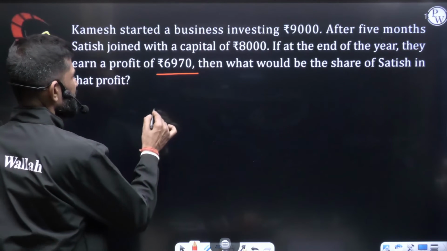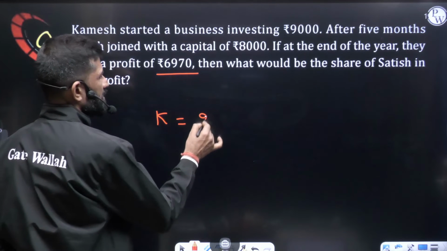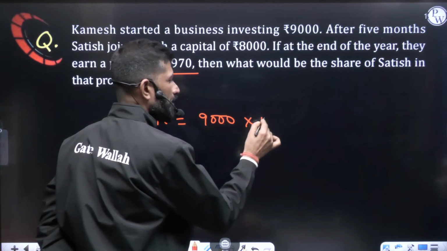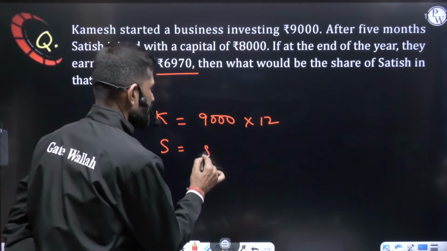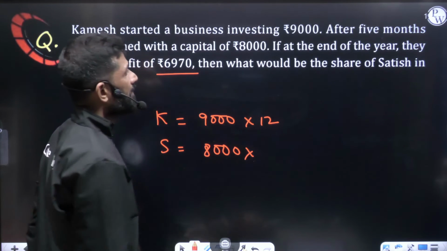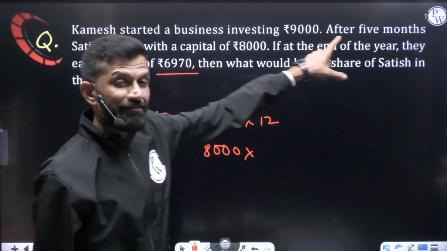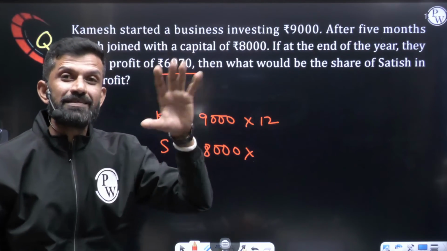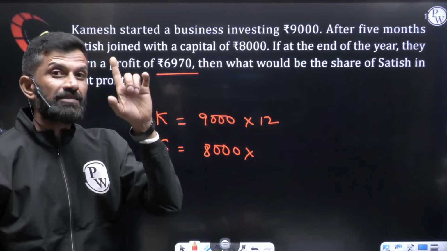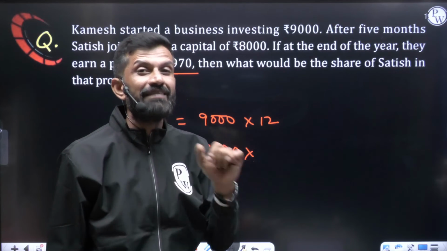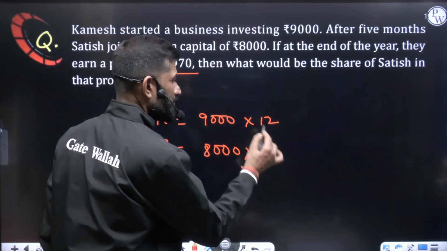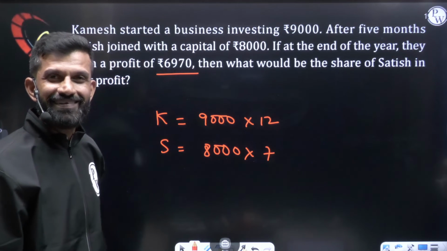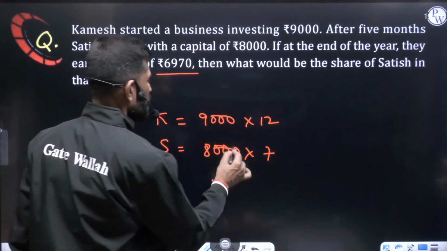Now, let us understand A's share. A invested 9,000 for all the 12 months, that is the complete year. Talking about Satish's investment, Satish invested 8,000, but Satish came when? Satish came after 5 months. So from 12 months, 5 months you have to remove. Satish's investment was for 12 minus 5, which is 7 months only. Clear?